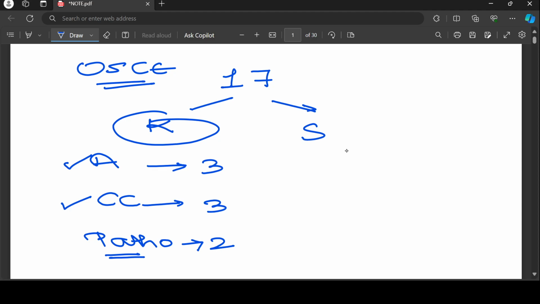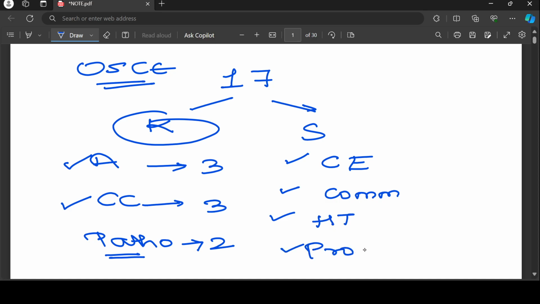Next come the skills. For skills, you have clinical examination, communication, history taking, and lastly procedural. Clinical examination will have 3 stations and the rest 2 each: communication 2, history taking 2, procedural 2. Now, these are the working stations. There are going to be rest stations as well, and the number of rest stations depends on the number of candidates giving the exam.